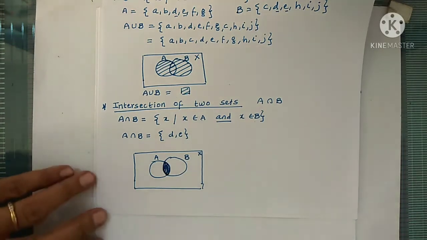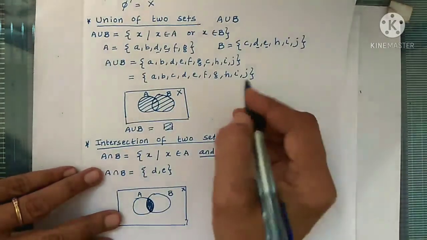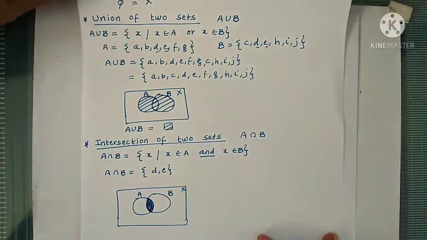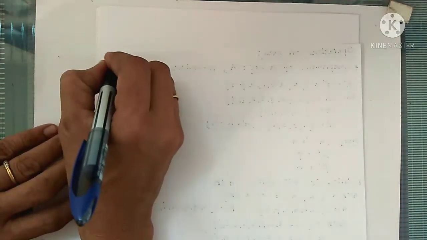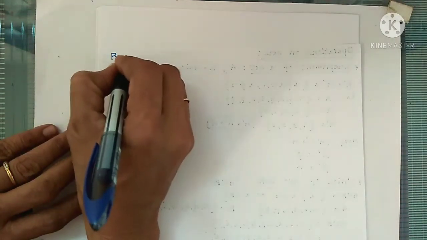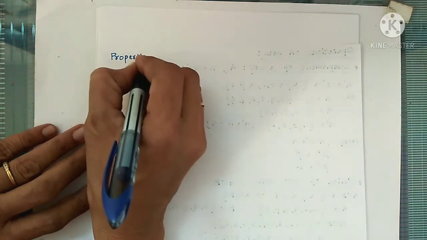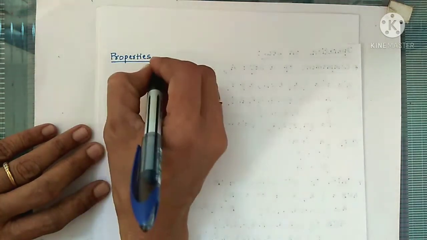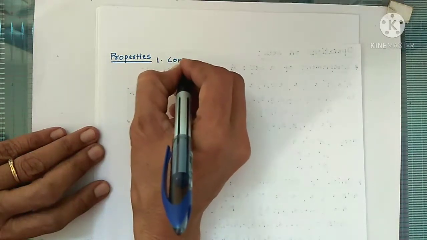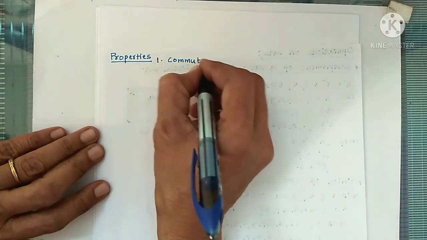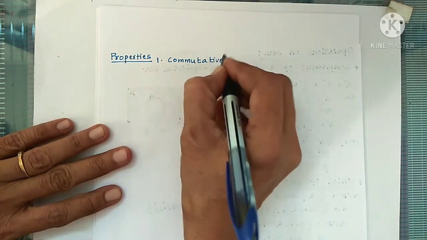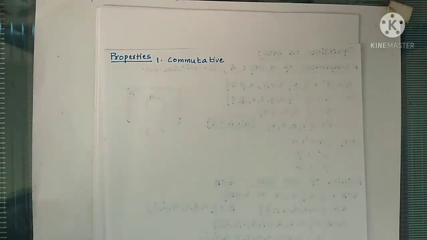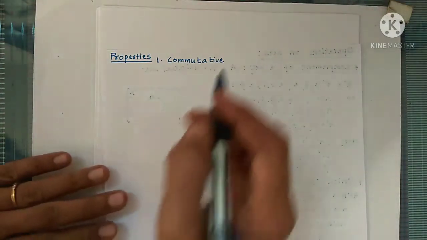Okay. Now let's study the properties of union and intersection together. So, properties of union and intersection. First property is the commutative property. Commutativity means what? 2 plus 5 is the same as 5 plus 2. So if we interchange the terms, still we get the same thing. That is known as the commutative property.